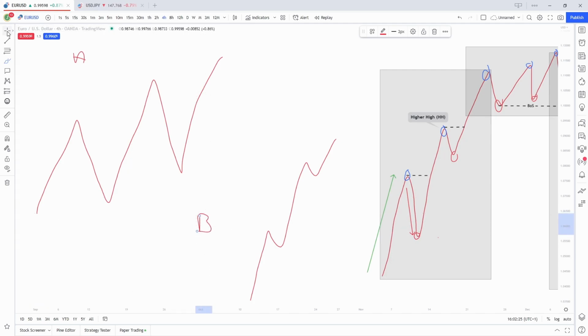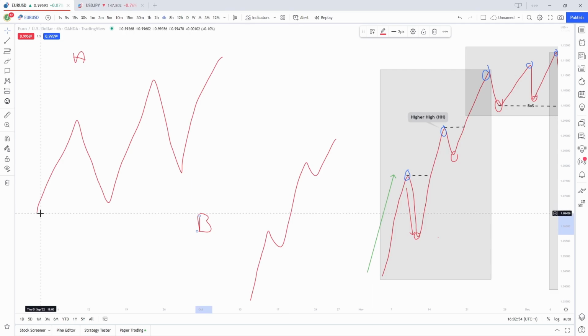Now, structure A and structure B both represent bullish structure. Why? Because we are having higher highs and higher lows being formed. The protected lows are being protected and the highs are constantly being broken. So we are constantly seeing higher highs and higher lows formed. Both of these types of structure represent bullishness, but we can see that they are vastly, vastly different.